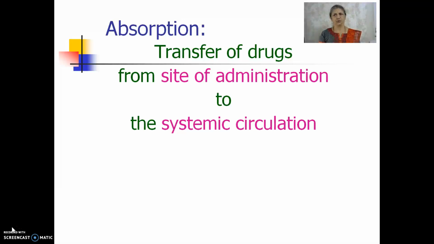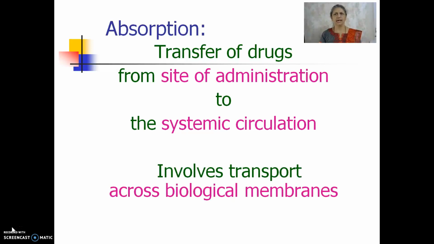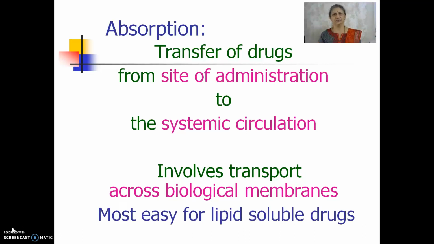It could be an injection, it could be orally ingested drug, or even applied on the skin. From whatever is the site of administration, entry into systemic circulation is called absorption. And for getting absorbed, the drug has to cross biological membranes. So it involves crossing biological membranes, and crossing of biological membranes, by virtue of the nature of these biological membranes, the cell membrane for example, this is most easy for lipid-soluble drugs.